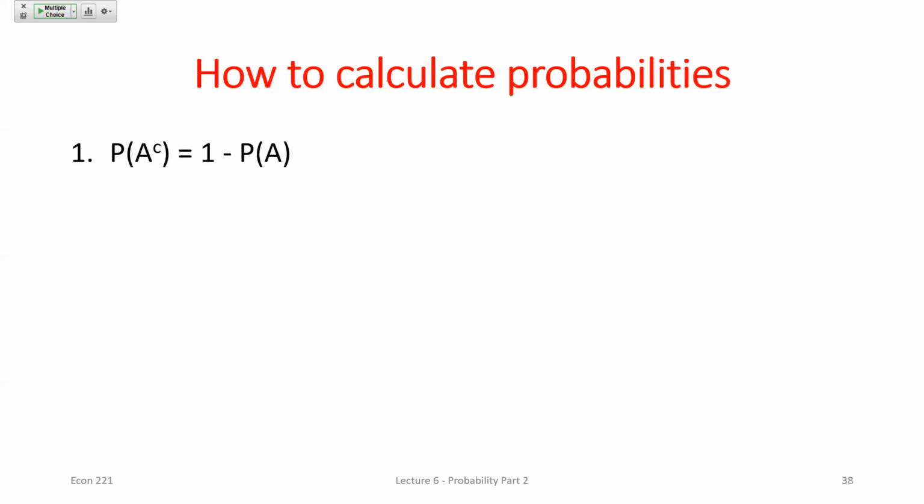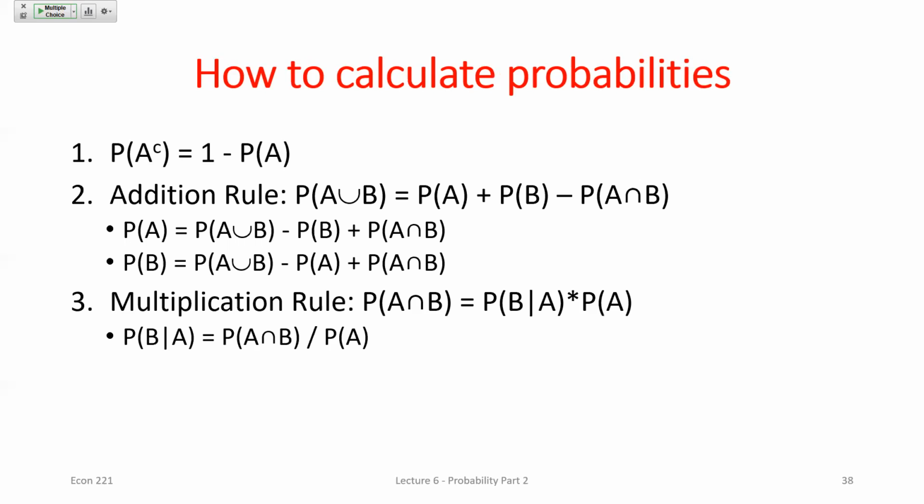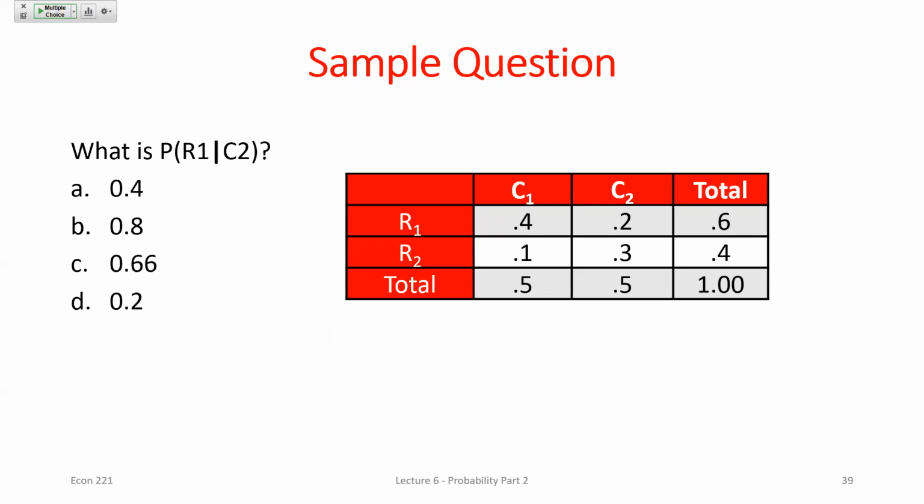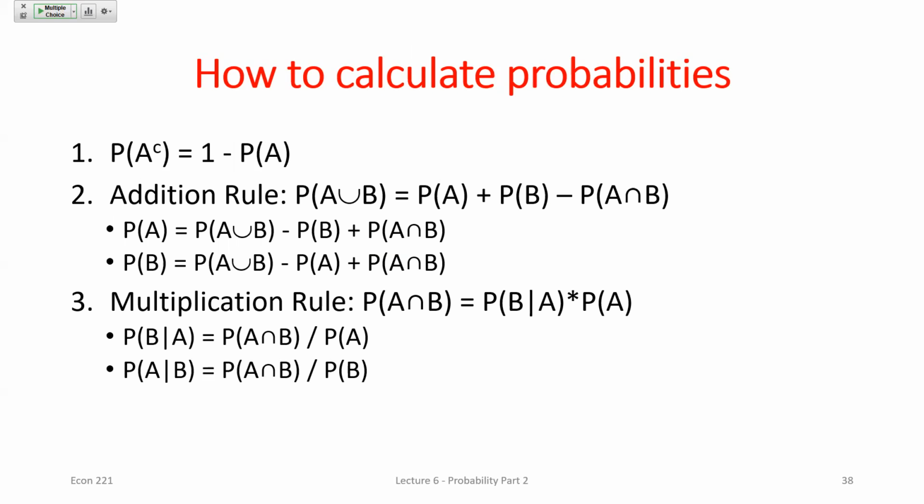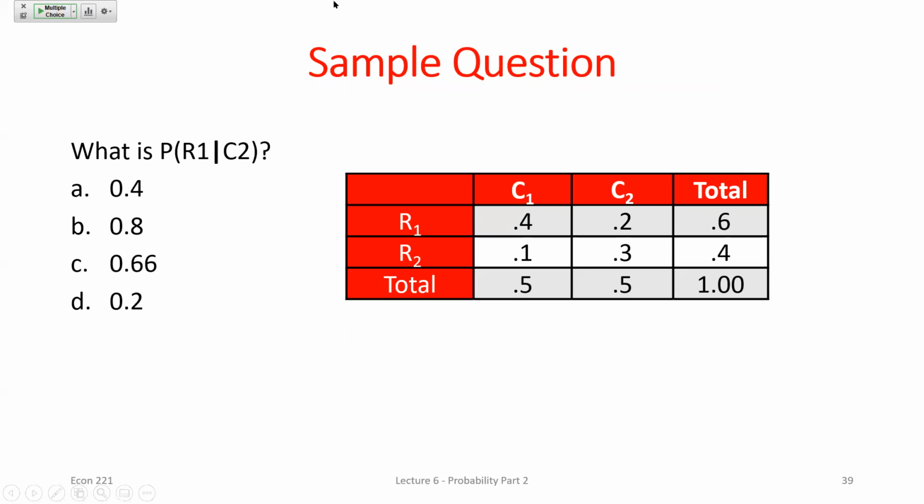solve for this. So here's a sum of all of our rules. We've got the complement rule. We looked at the addition rule for finding the union of two events. We looked at the multiplication rule just now. So what if I wanted to find the probability of R1 given C2? The general form of the equation: I want the probability of B given A. It's going to be the intersection of those two events divided by whatever I'm conditioning on. So I'll give you a couple minutes here to work through this one.